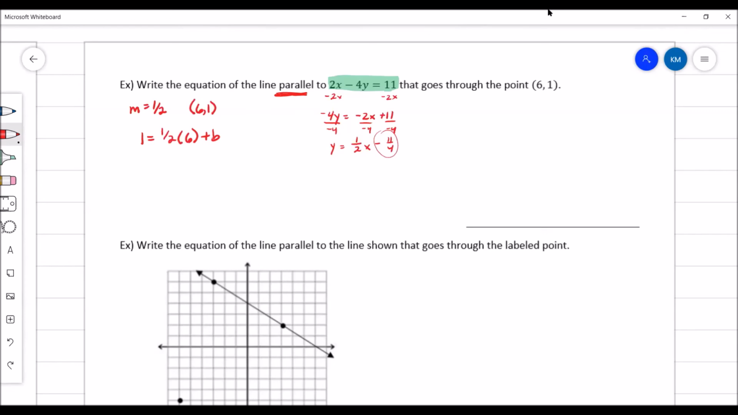Okay, and now we just solve for b. 1/2 times 6, 3. Subtract 3 from both sides, negative 2. So b is negative 2. My slope is 1/2. My b value, my y-intercept is negative 2. The equation of my line then is y equals 1/2 x minus 2.